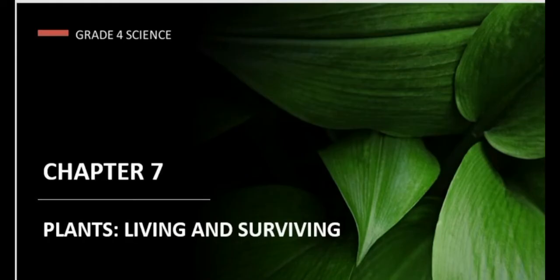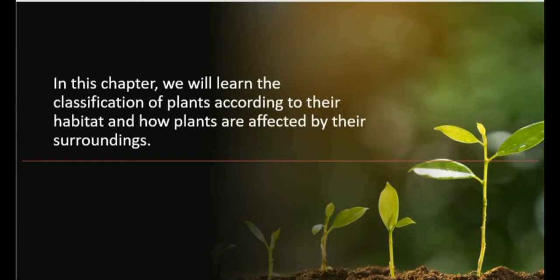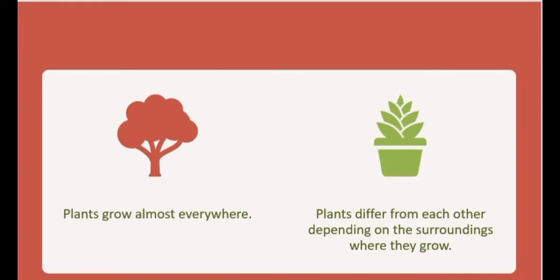Today we will be learning chapter 7, that is plants living and surviving. In this chapter we will learn the classification of plants according to their habitat and how plants are affected by their surroundings. So, as you know, plants grow almost everywhere. Plants differ from each other depending on the surroundings where they grow.